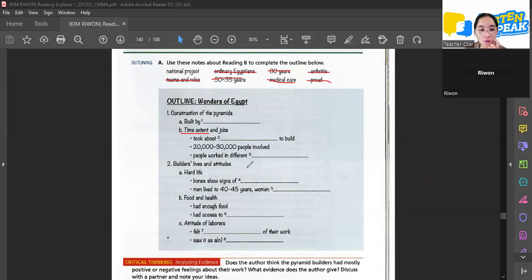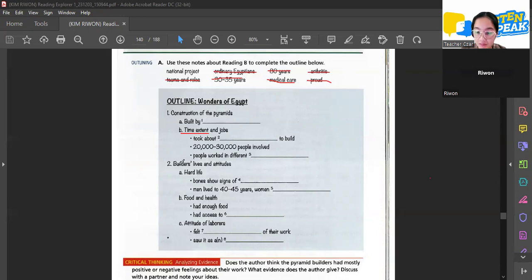Okay, very good. So, as you can see here in the outline about wonders of Egypt that include the Pyramid of Giza and also the workers who built it. So, for your own thought, what do you think about the life of the workers back then? I think it was hard. Okay. I think the emperor didn't give their money, maybe.